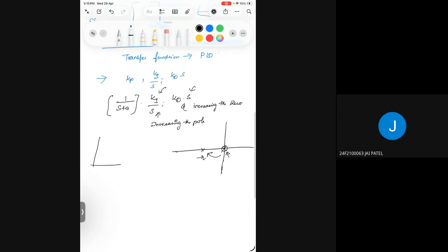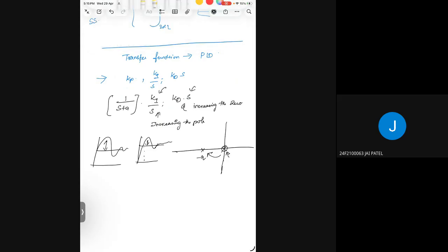Maybe this is my original output and I don't want this big overshoot, so I am putting a derivative controller and trying to bring this overshoot down, but the system will be a little slower compared to the other system. So by placing a pole or a zero, we are manipulating the output of a system so that it will behave according to our requirement.